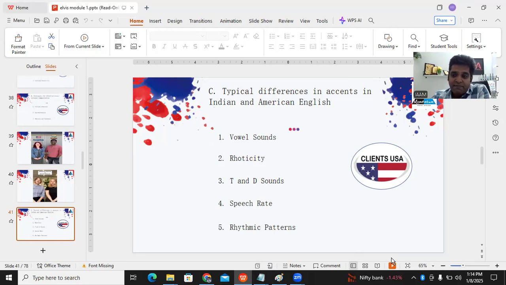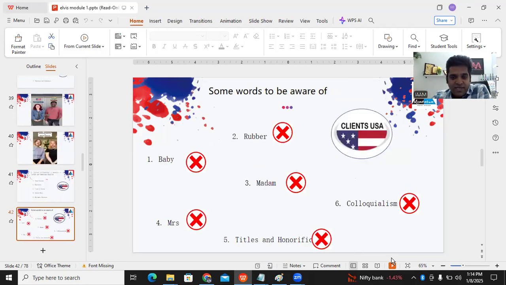The fifth is rhythmic patterns. There is a way of singing. Even in India, if you go to different states, some states have a singing pattern, some high tones, low tones, as though we are singing a song. So these were the different areas.